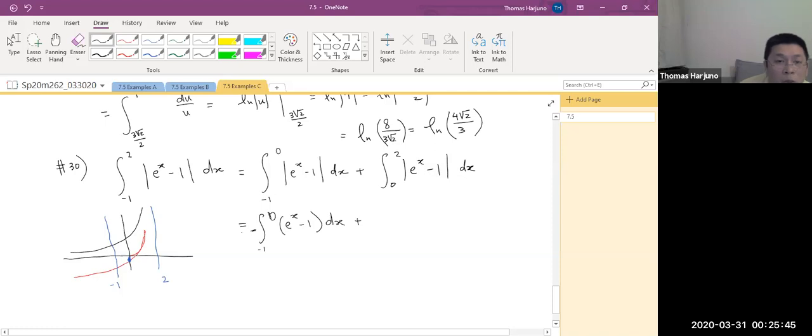While between 0 and 2, the graph is already above the x-axis. So we are safe to get rid of the absolute sign.